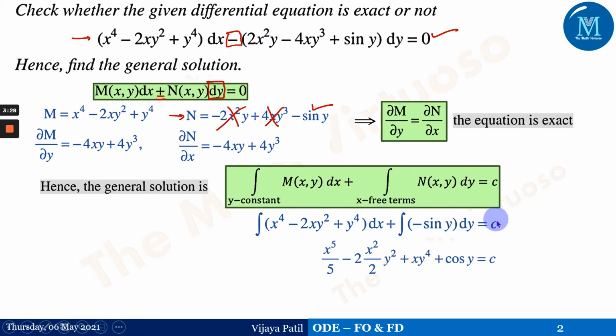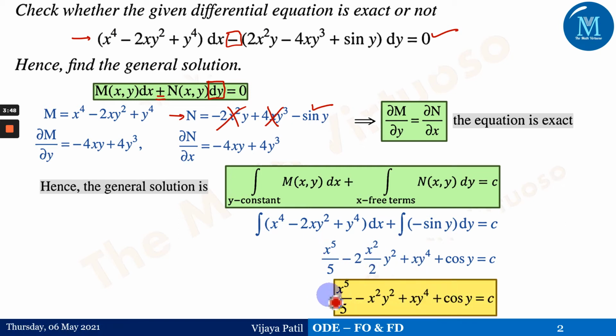and that's the reason we have considered the integral of -sin y dy is equal to c. While integrating the first integral, we have to consider y as a constant, and while doing the second, there is no x present because we have taken x-free terms from N. That's the reason the integration would be very simple, and after adjusting the terms, the general solution of this equation is x^5/5 - x^2y^2 + xy^4 + cos y = c.